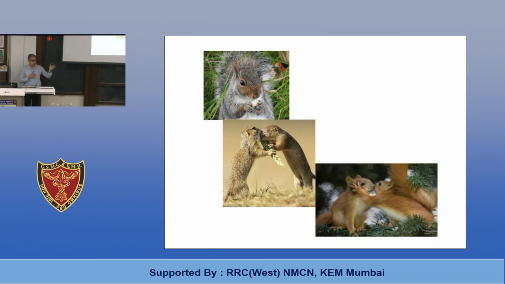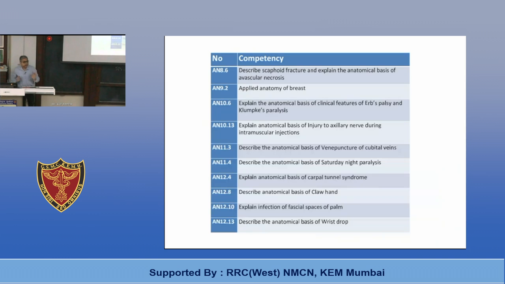You already covered the hook grip previously. The squirrel doesn't have the hook grip and all that, so they eat by holding with the two palms. The hook grip comes after the monkey. The monkey again holds, but it can flex the terminal phalanx, so they hold it this way. So the upper limb is the prehensile organ. These are the competencies which we are going to cover in this session.